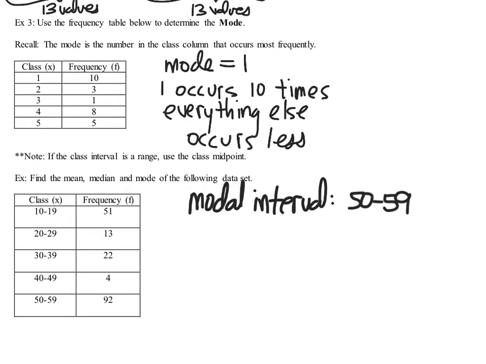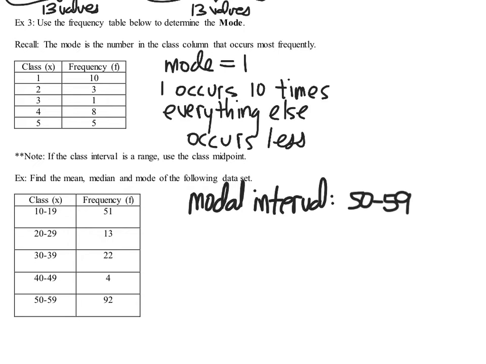All right, and so that ties together with this concept because in this case where we had individual values that made up the classes, the frequency corresponded with an individual number. So 1 occurred 10 times. It's simple. 1 is the mode. I can't say that the mode is in the 50 to 59 interval, right? Because maybe those 92 values are spread out evenly among those 50 to 59 integers, all right? So there's 10 values to play with here.